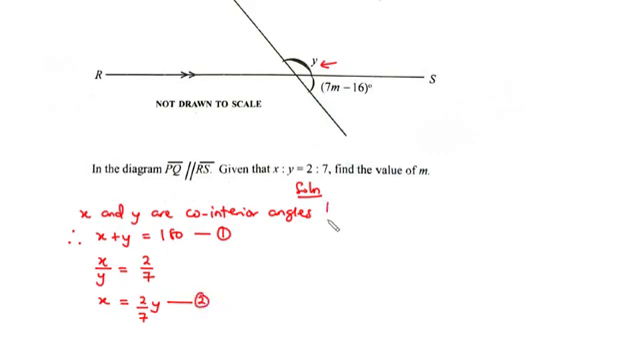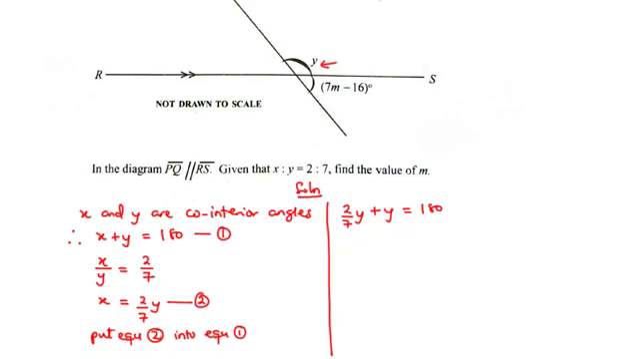So basically what we are going to do here is substitute equation 2 into equation 1. For equation 1, we have x plus y on the left hand side. So wherever we see x, we are going to substitute 2 over 7 y into equation 1. So we have 2 over 7 y plus y equals 180.